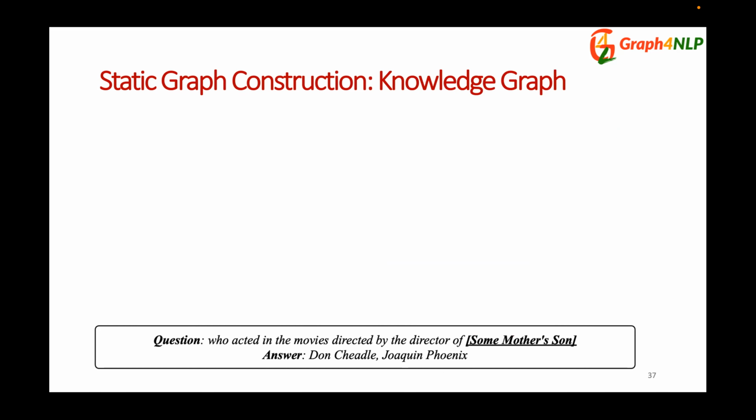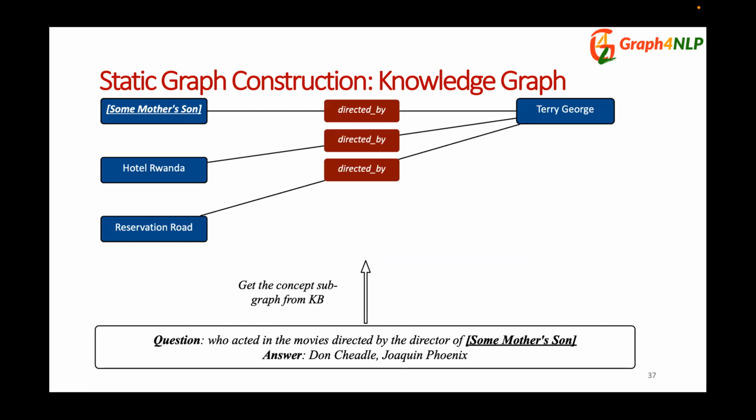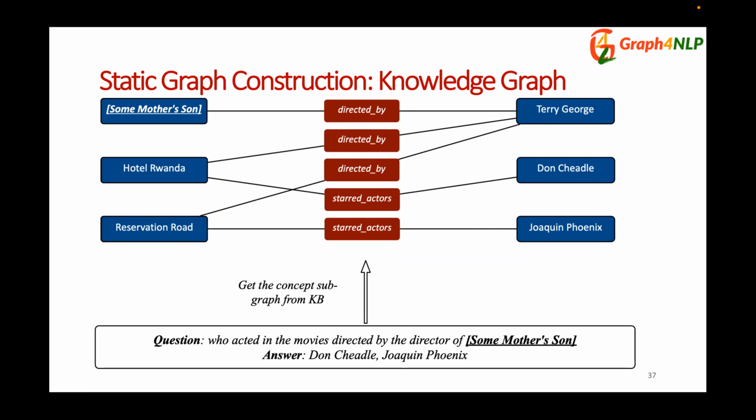Next, let's talk about the knowledge graph construction approach. So the knowledge graph stores world knowledge about entities and their relations. Given a question like "who acted in the movies directed by the director of Some Mother's Son," we can first identify the topic entity of this question, which is Some Mother's Son, and then extract a subgraph from the knowledge graph, which surrounds the topic entity and hopefully contains answer entities of this question.